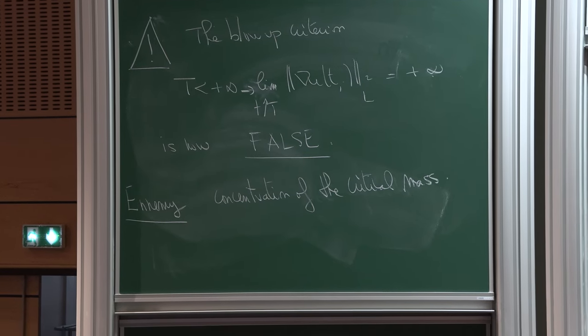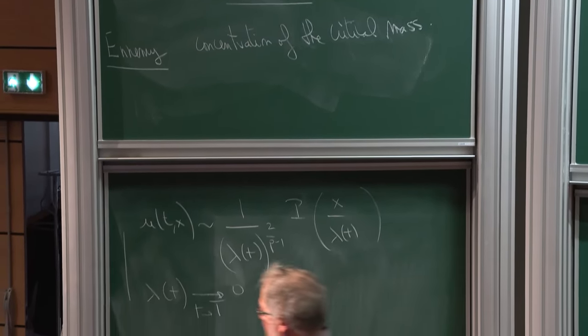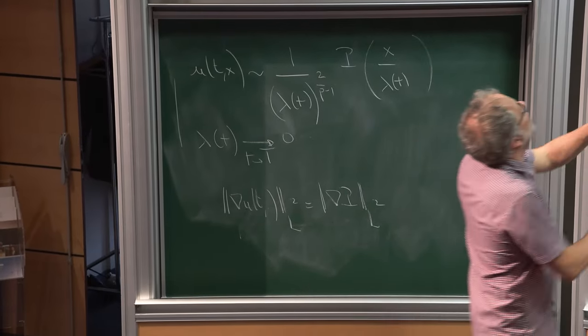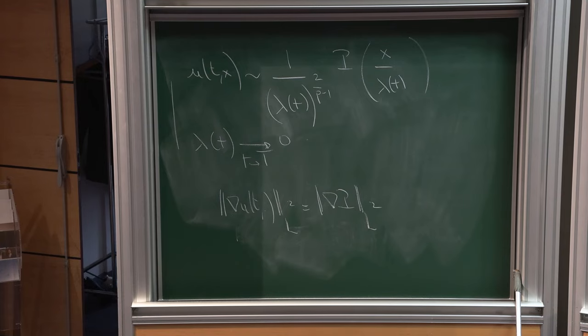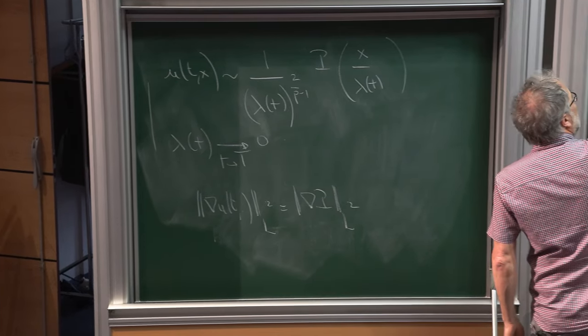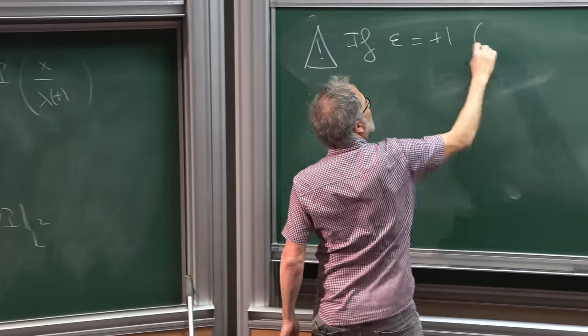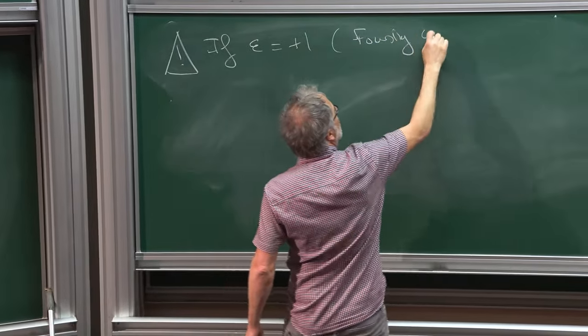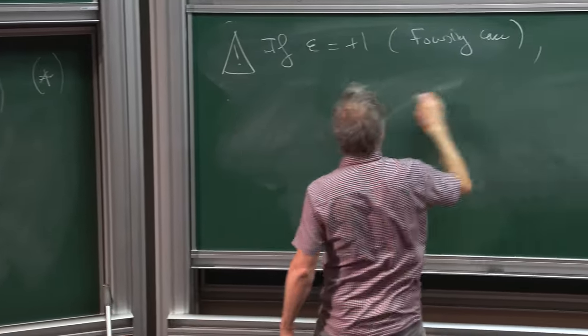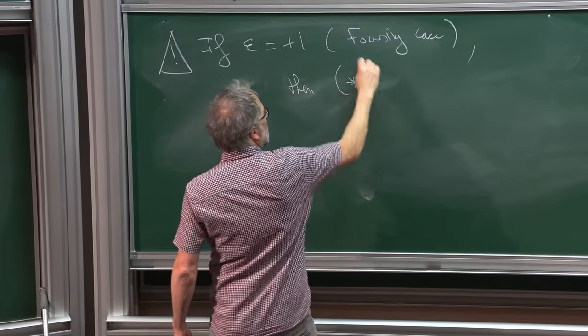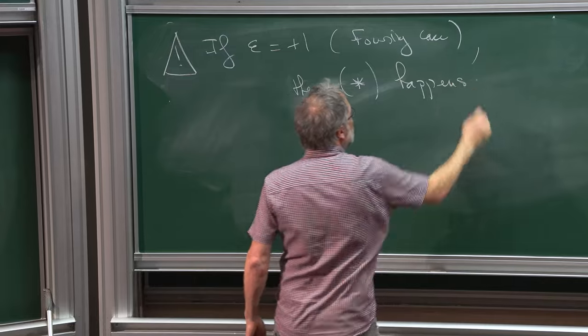Let me also say, and this is something very important to remember, because you could tell me, but this is a ridiculous scenario. So you have to be very careful. If epsilon is 1, so if I am in the focusing case, then star happens. Okay, so you have to be careful.